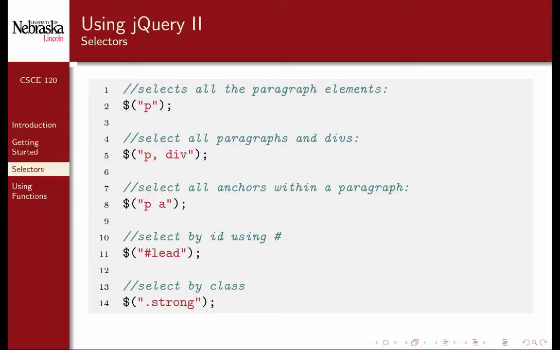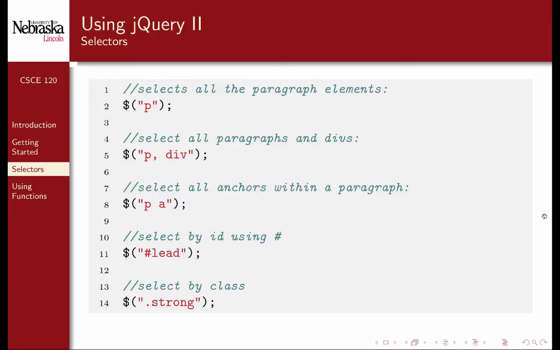Some examples. The first one selects all paragraph elements within a document. The second one selects all paragraph and div elements because it's separated by a comma. The third one is a descendant selector, so it selects all anchors within all paragraphs. The fourth rule uses a hash, which will select an element by its ID. Finally, the dot syntax will select elements that have the given class.